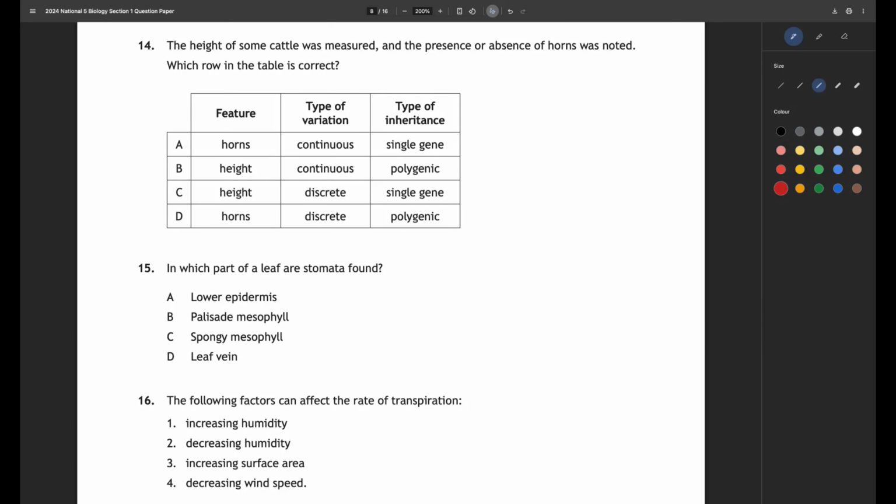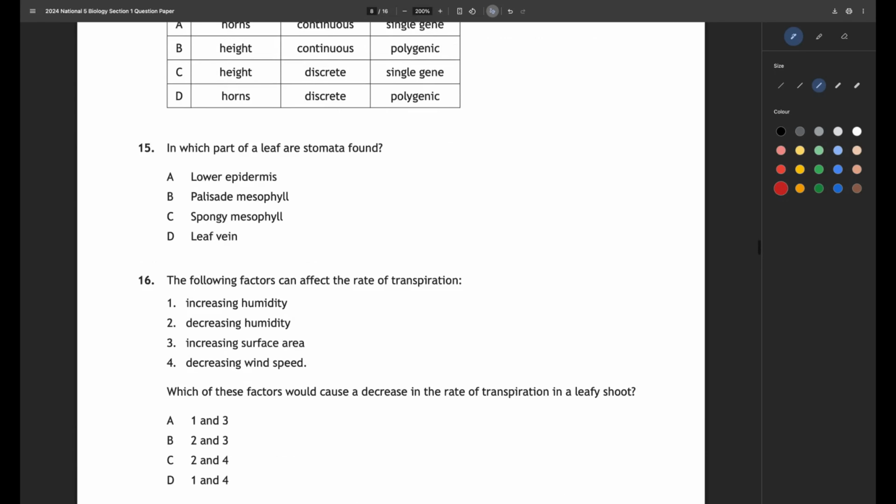For B, the feature is height. It says the variation is continuous, which for height we know is true because it has a wide range of values from a minimum to a maximum. And it says that the type of inheritance is polygenic. And again, we know that when we show continuous variation, that tends to be polygenic inheritance. So we think it's B, but let's just eliminate the others. C, height, discrete. Well, we know that height is not discrete. And D, horns, discrete. Now, we know horns are discrete. However, the type of inheritance for a discrete variation is going to be single gene, not polygenic. So the answer is, in fact, going to be B for question 14.